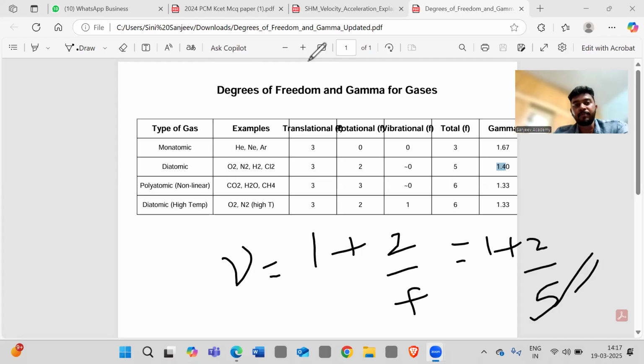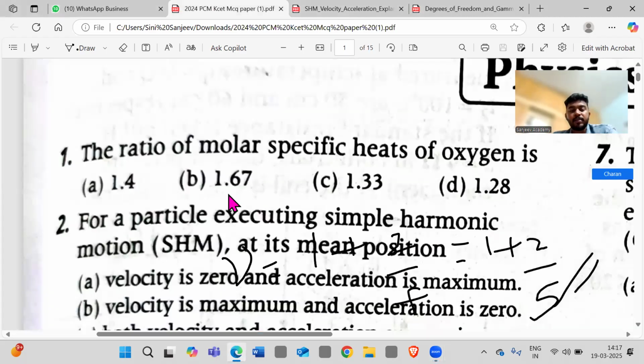Let me stop the annotation. Which is the option then? For oxygen, is it 1.4, 1.67, 1.33, 1.28? Those who listen to the class, let me know. What is the option? A, correct. 1.4 is the answer. Very good. Option A is the correct answer for this. From the table, and these things I'll be sharing once the class is over. Don't need to worry.